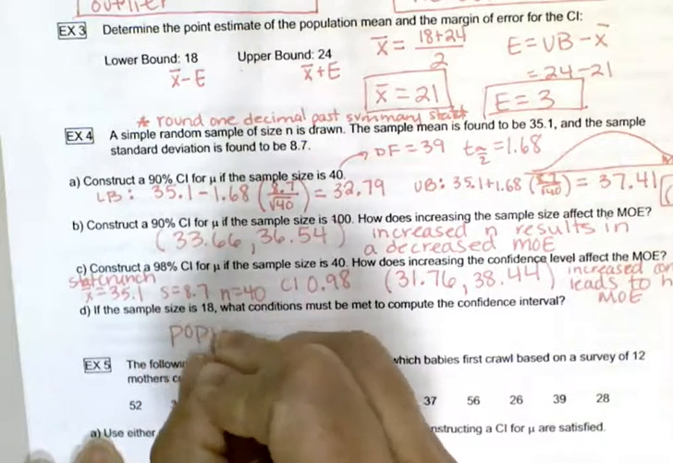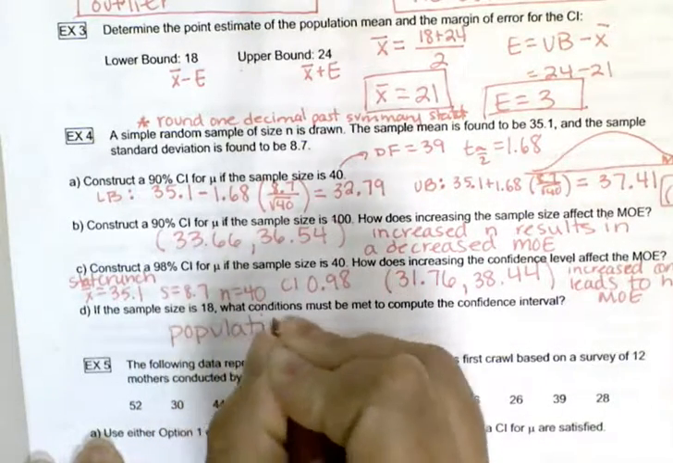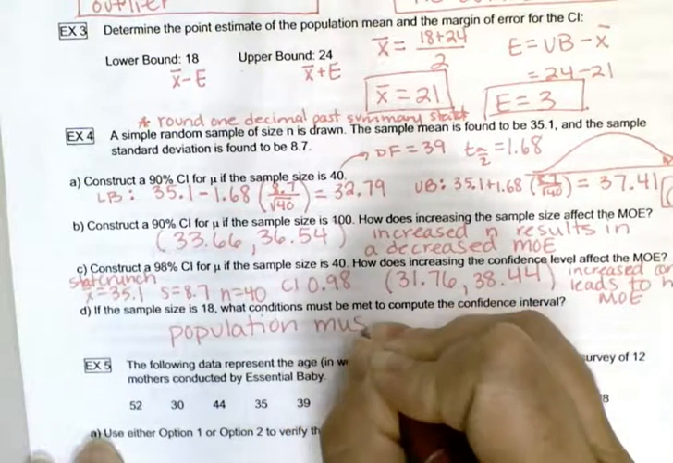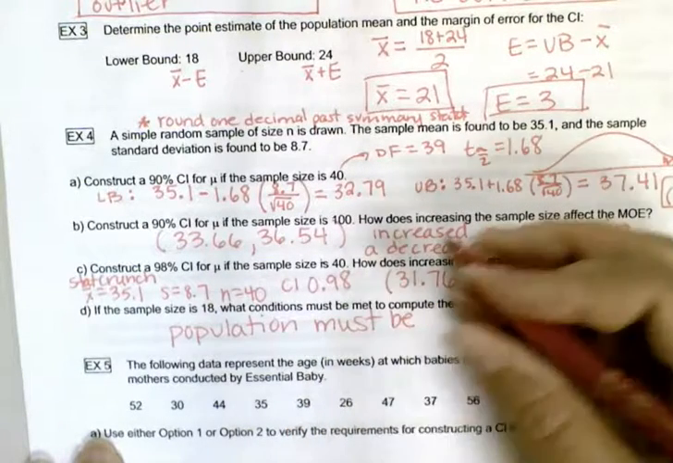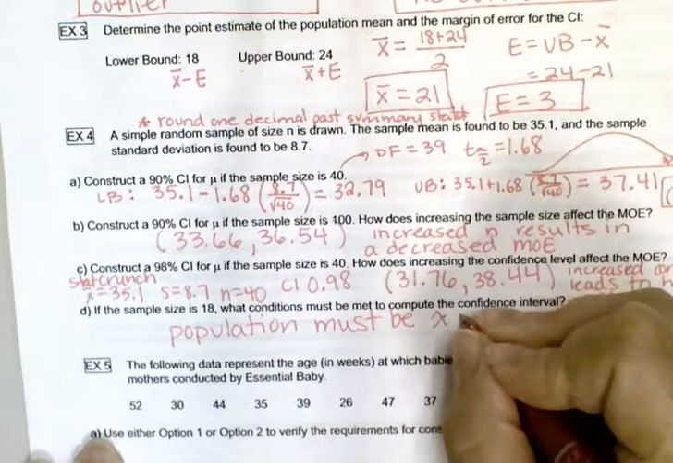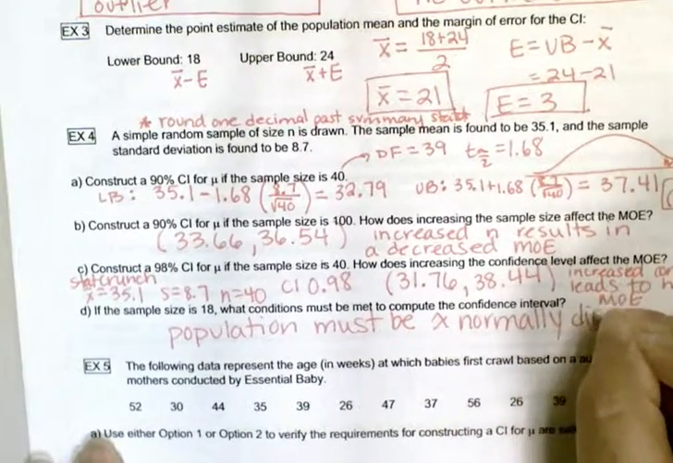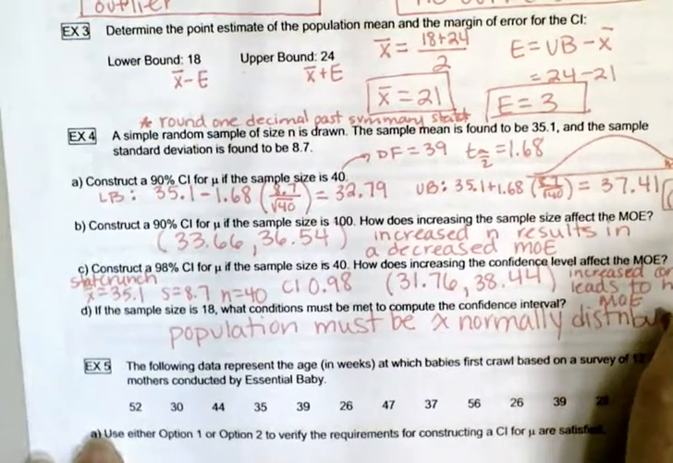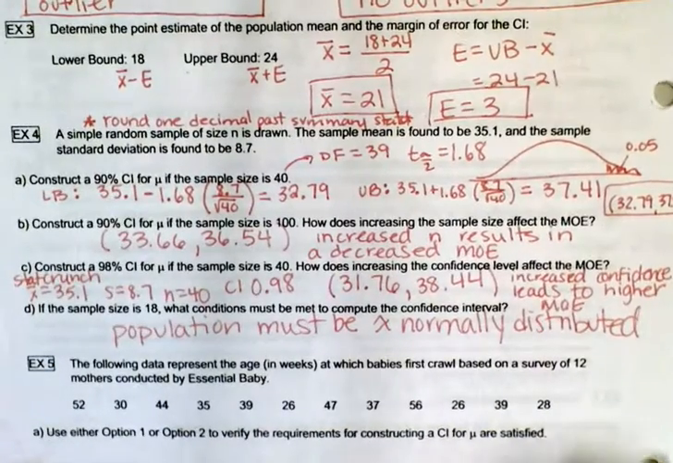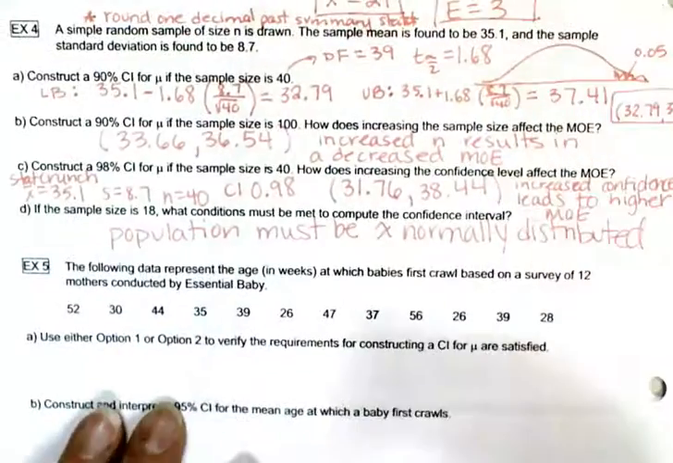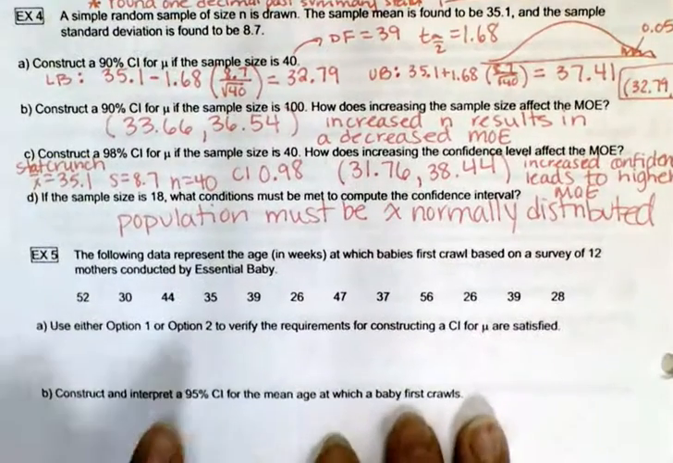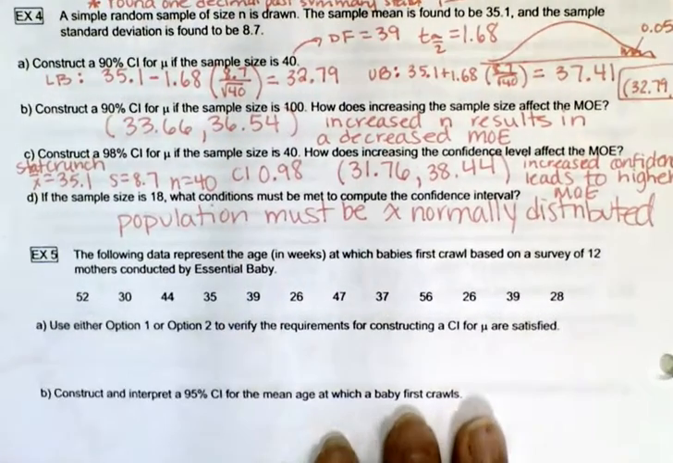The population must be approximately normally distributed. And if you were more specific about that, you know, and you talked about the outliers and QQ plot, that's fine. That's just a more specific way of saying that we're meeting this requirement.